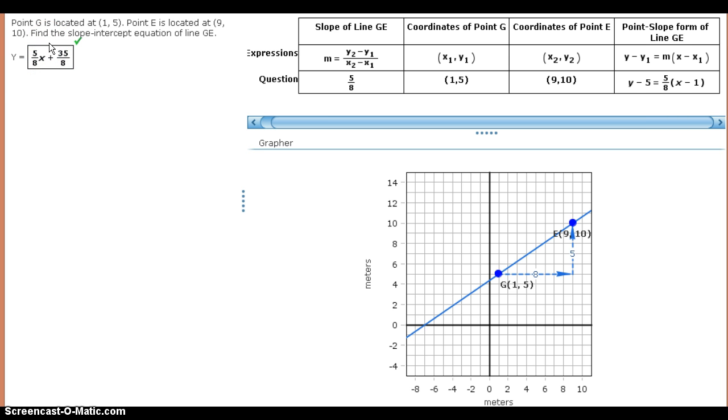So that's my equation in slope-intercept form, and it actually graphs it for me down here. You can see this point right here is 1, 5, point G, and this other point is point E, and that this actually rises 5 between the 2 points and runs 8. So we expect the slope to be 5/8, rise over run, right there. And then it looks like it crosses, where do we say it crosses? Oh, at 35/8, 4 1/8. Yep, that looks like about where it's crossing.